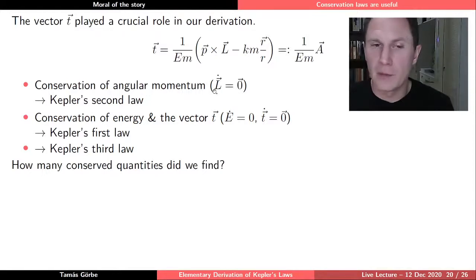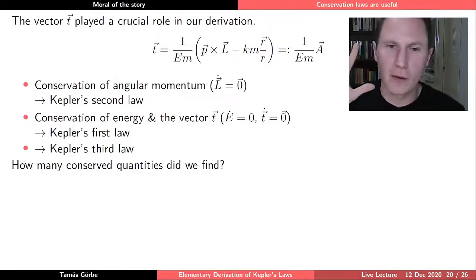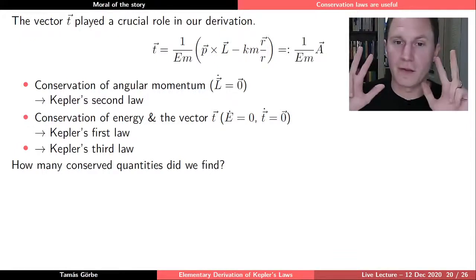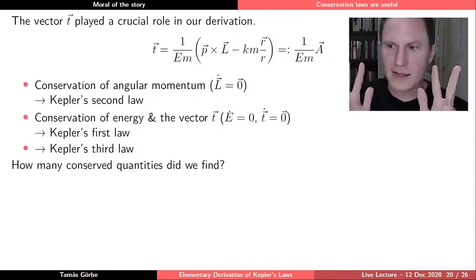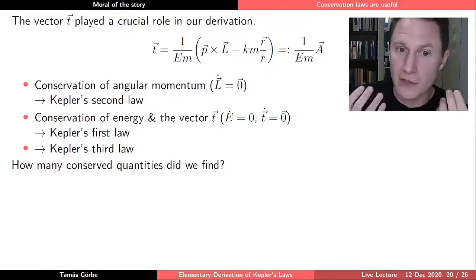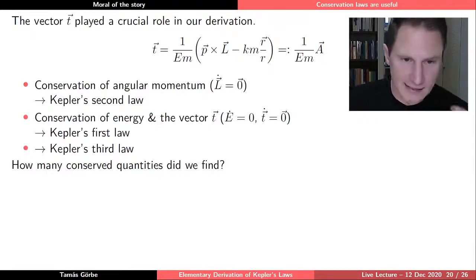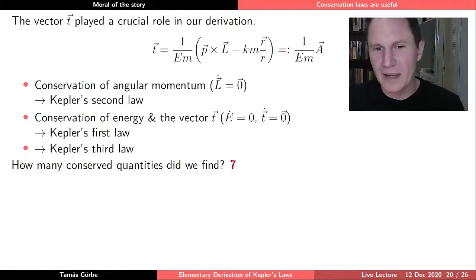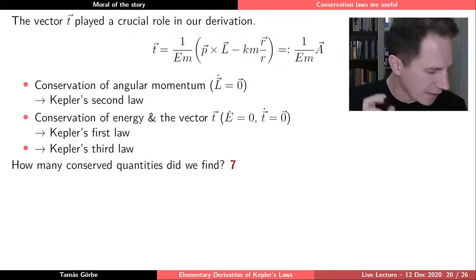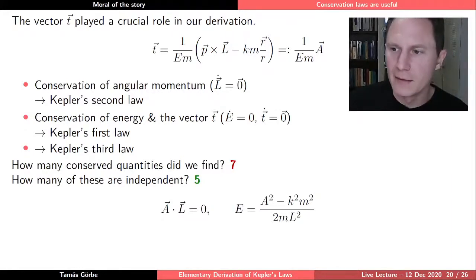Of course we could count up how many conserved quantities we found, and in fact we have this angular momentum, which is a 3-dimensional vector, so it has 3 components. Then we have the vector t, which also has 3 components, so that's already 6 numbers. And then we have the energy, which is a single number, a scalar quantity, so that's a 7th component. So we have 7 things that are conserved, but in fact only 5 of them are independent, because the vector t and so the vector A is in the plane of motion, so it's perpendicular to the angular momentum.